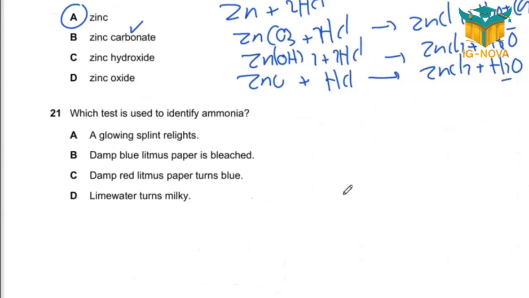Question 21. Which test is used to identify ammonia? Relights a glowing splint, this is oxygen. Damp blue litmus paper is bleached, this is chlorine. Damp red litmus paper turns blue, this is ammonia. Limewater turns milky, this is carbon dioxide. So we need C.